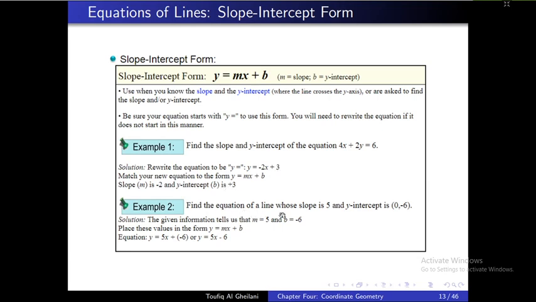Find the equation of a line whose slope is 5 and y-intercept is (0, -6). So the given information tells us that the slope m is 5 and b is minus 6. So place these values in the form y equal mx plus b. So y equal 5x minus 6.